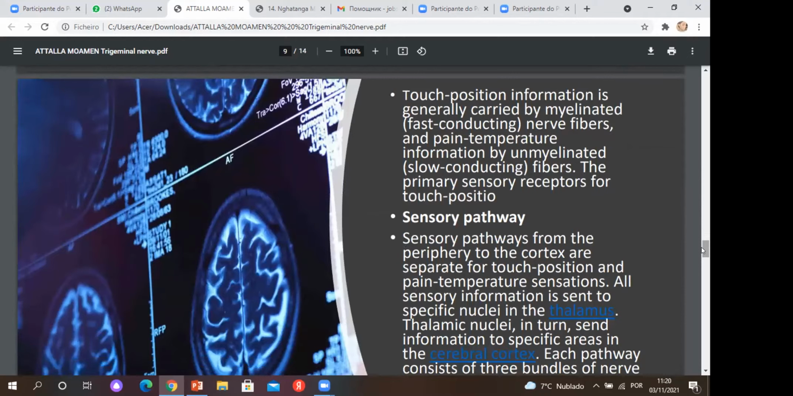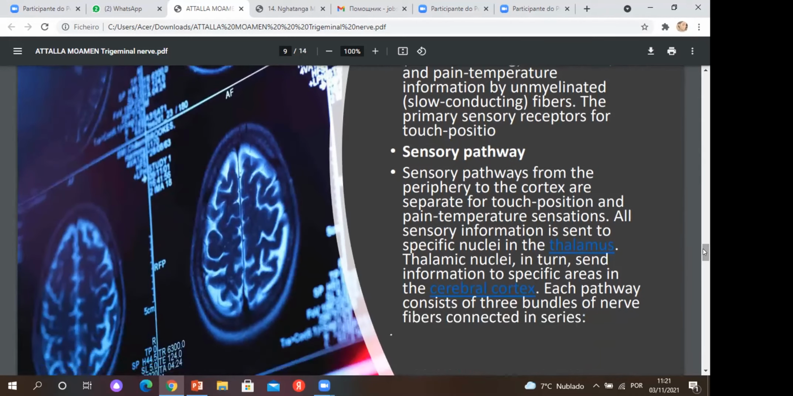Touch position information is generally carried by myelinated nerve fibers and pain temperature information by unmyelinated fibers, the primary sensory receptor for the touch position. Second one, sensory pathway. Sensory pathways from the periphery to the cortex are separated for touch position and pain temperature sensation. All the sensory information is sent to specific nuclei in the thalamus, and thalamic nuclei in turn send information to specific areas of the cerebral cortex.